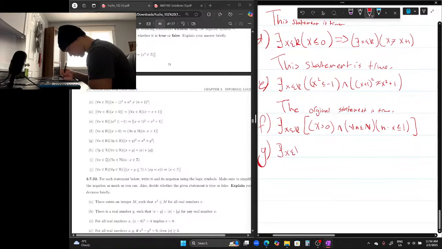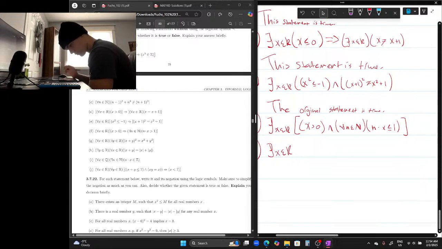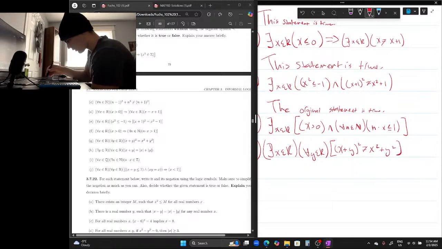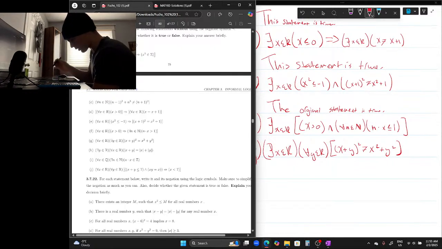There exists an x in R such that for all y in R. Should we do the direct negation for F? Is my negation true? Yeah, there is. Okay, whatever.